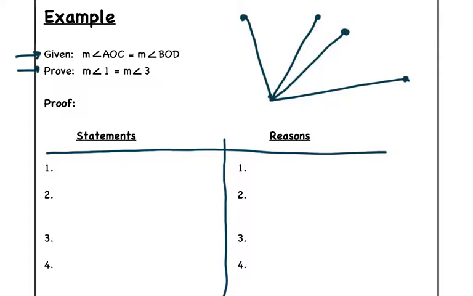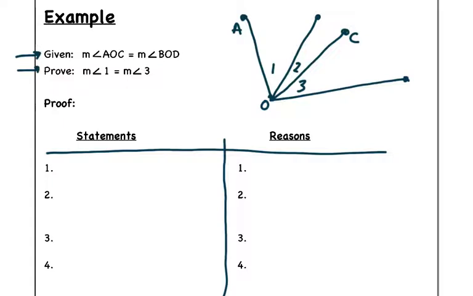All right. So let me call this little guy over here angle 1. And maybe I can call the middle one angle 2, and this one's angle 3. And then maybe I can say that A is here, O is here, and C is over here.